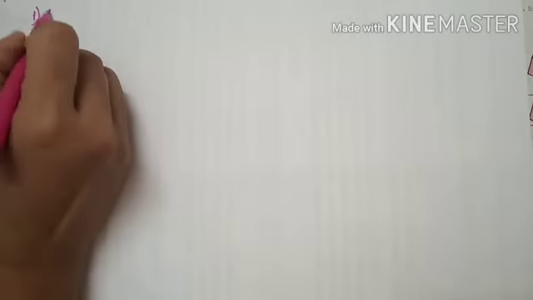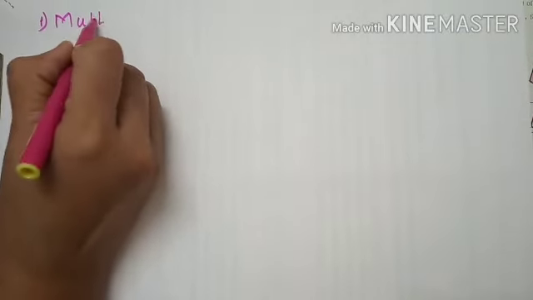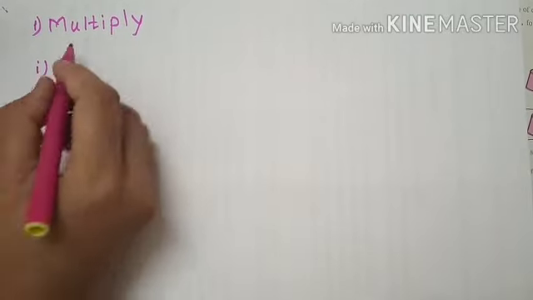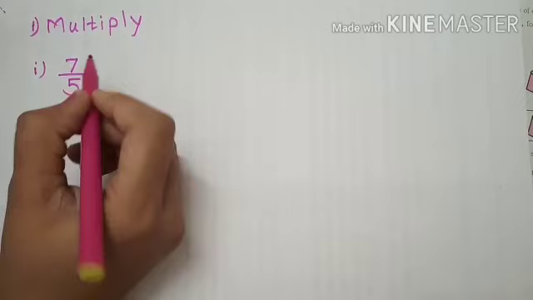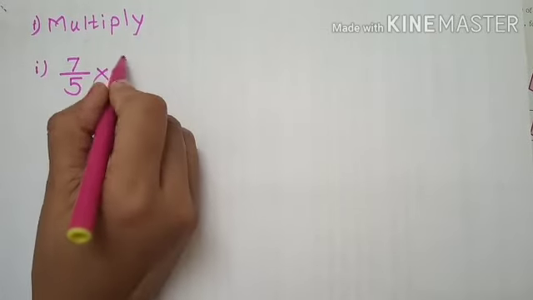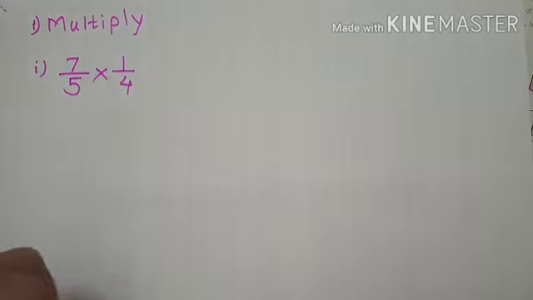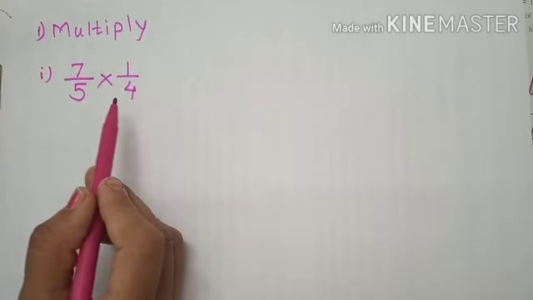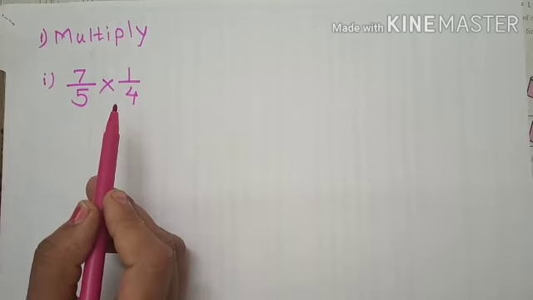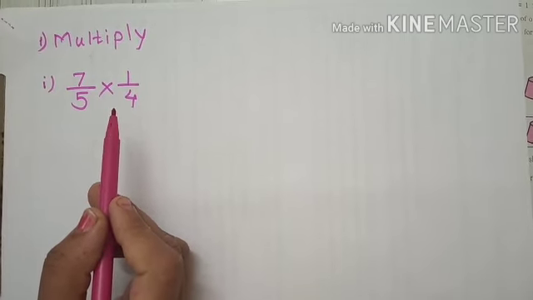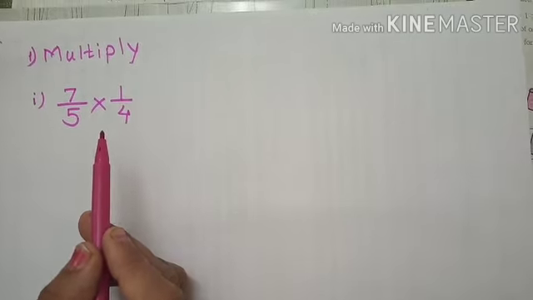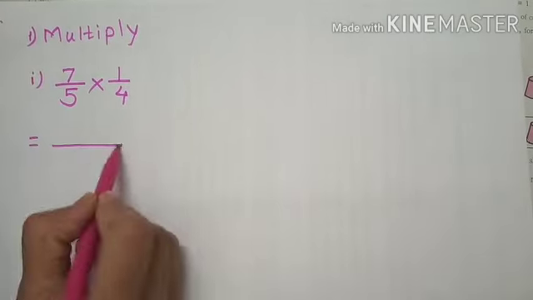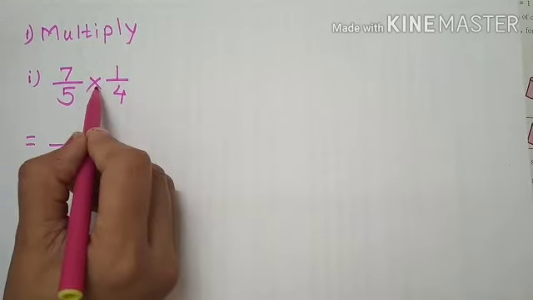Multiply. First example, 7 upon 5 multiplied by 1 upon 4. When we have to multiply two fractions, the product of the numerators is written in the numerator and that of the denominators in the denominator. For example, 7 upon 5 multiplied by 1 upon 4.